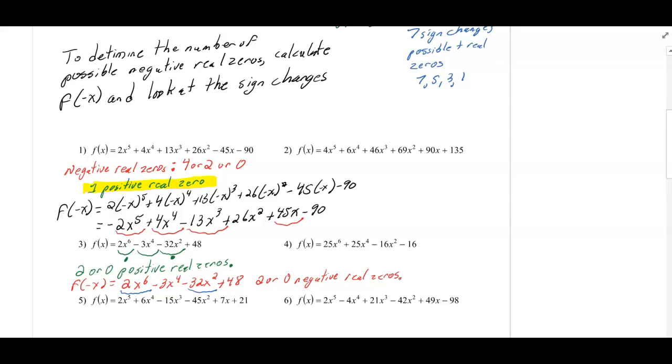On this page, you can try problems 2, 4, 6, and 5, and the answers are on the second page that you can self-check.